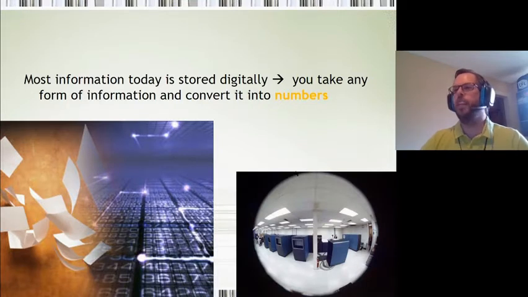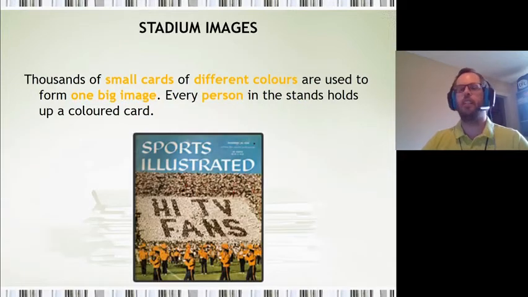Today, it's not stored on film, but we need to get it stored digitally, which basically means we need to take that visual information and convert it into numbers. Okay, and we're going to explain how this happens by going through an example of stadium images. So if you can imagine, here we have a stadium, and there's thousands of small cards of different colors, and they're used to form one big image.